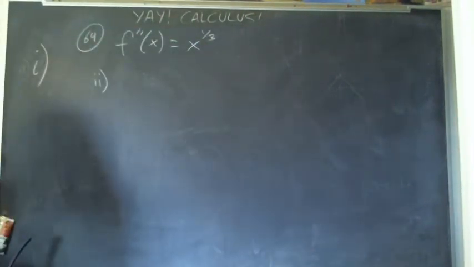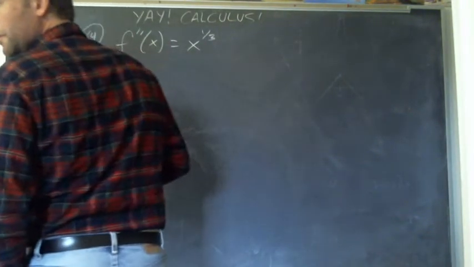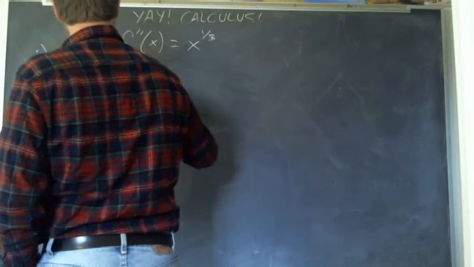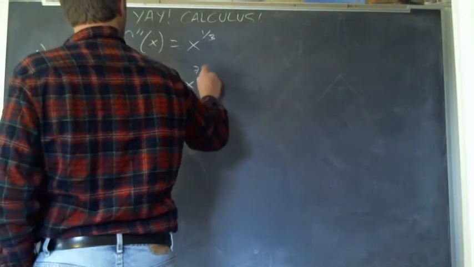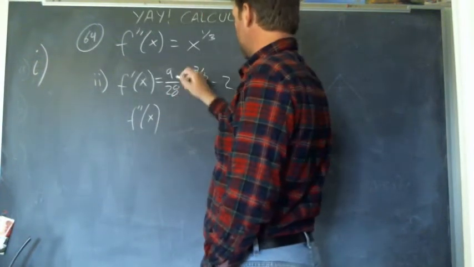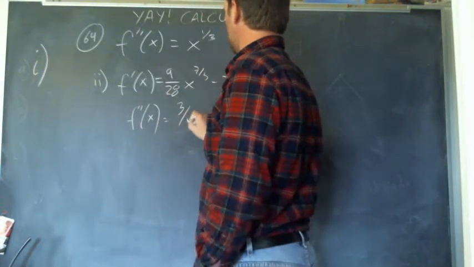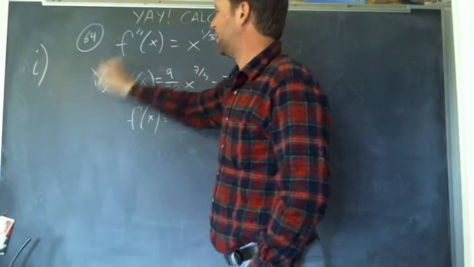Two. Oh, they give you the first derivative of this one, that's kind of nice. First derivative is 9/20 x to the 7/3 minus 2. Which means that one derivative afterwards, that's going to go 3/4 again, and the 2 goes to 0. So 2 is out.